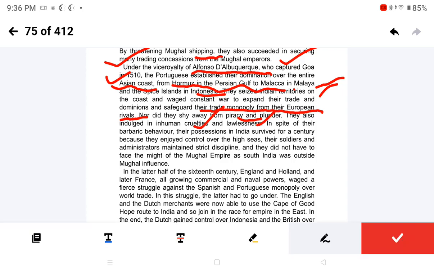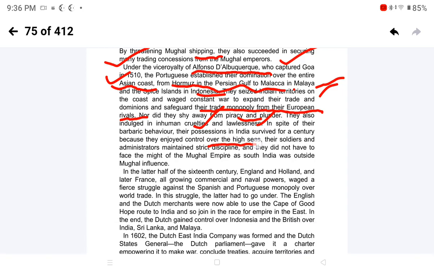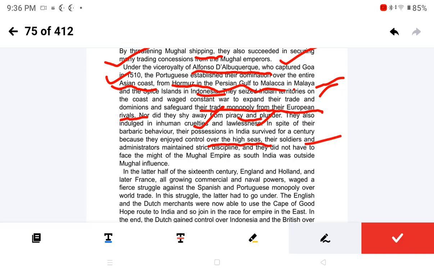In spite of their barbaric behavior, their possessions in India survived for a century because they enjoyed control over the high seas. Their soldiers and administrators maintained strict discipline and they did not have to face the might of the Mughal Empire as South India was outside Mughal influence.